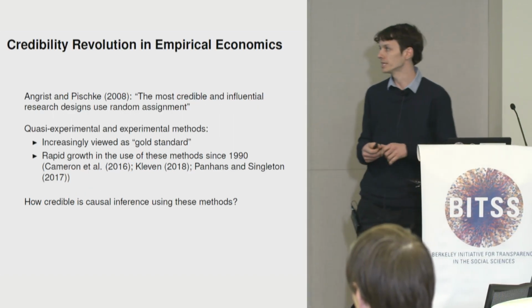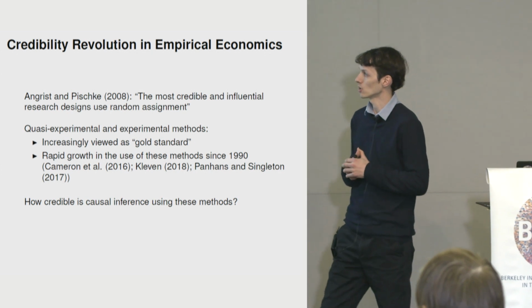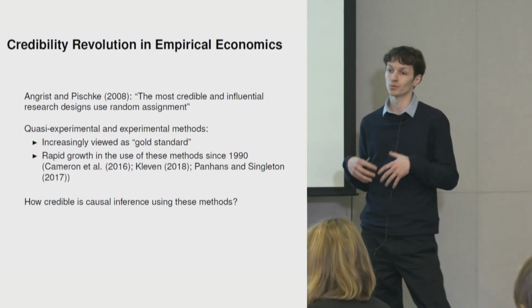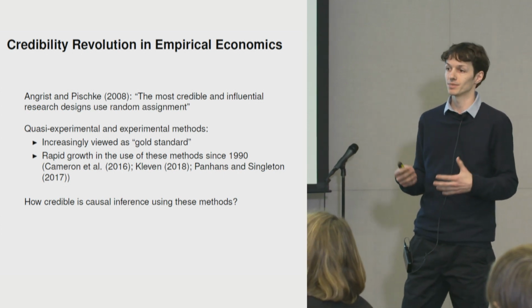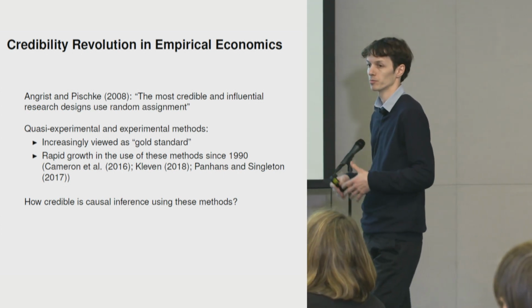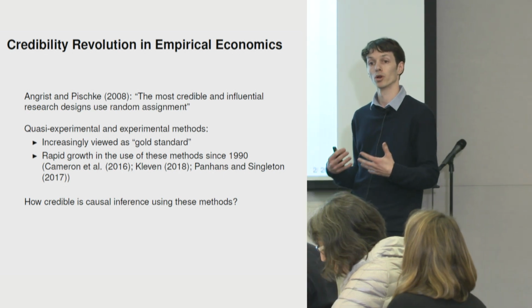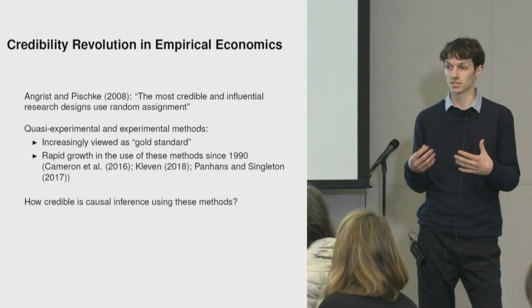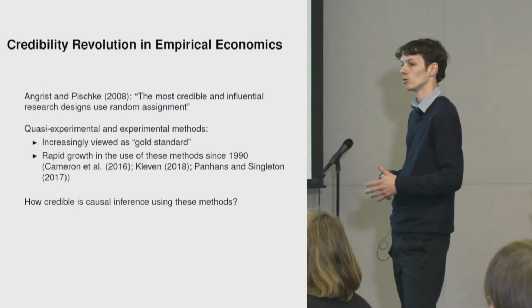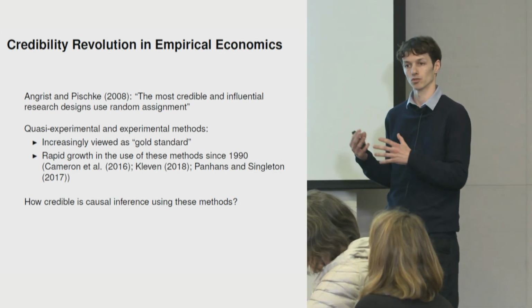Over the past 20 years, or at least 30 years in economics, there's been what some people call a credibility revolution. Just meaning that economists have been trying to use experimental and quasi-experimental methods more and more to try to move from correlation to causation. So economists are using more and more RCTs, instrumental variables, difference-in-differences, and other methods.